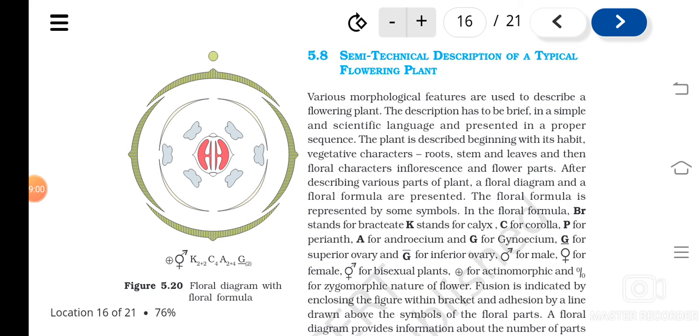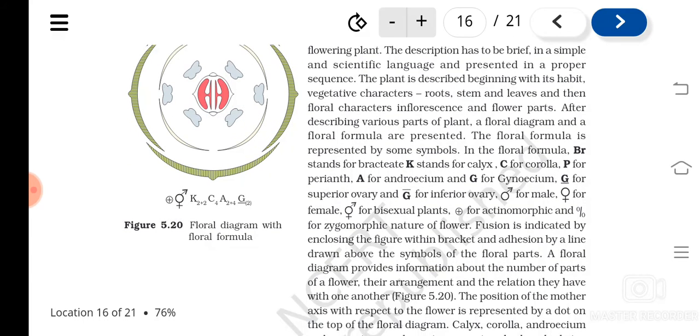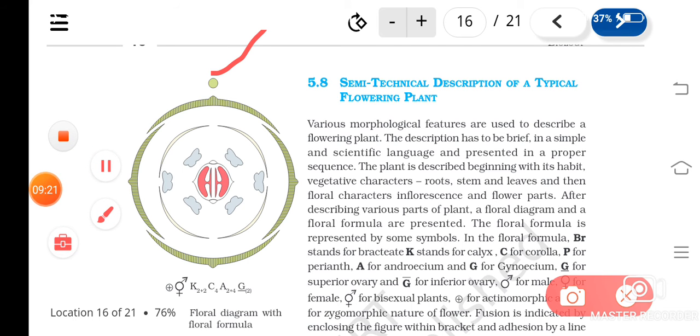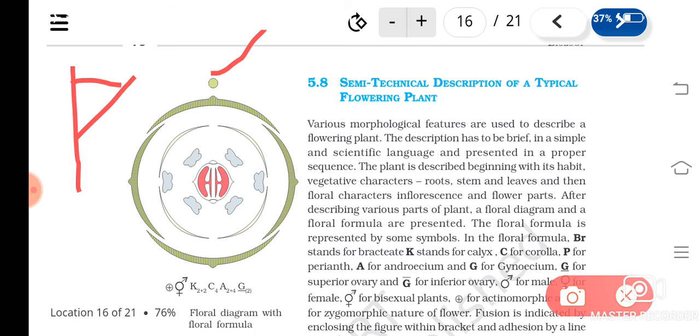In a floral diagram, we use a diagram to represent the characteristics of a flower. Understood? So you can see this is a floral diagram. Here you can see a dot that is representing the mother axis. Mother axis means the part of the flower which is near to the stem. If this is a stem and the flower is like this, then the part near the stem is represented by this dot.